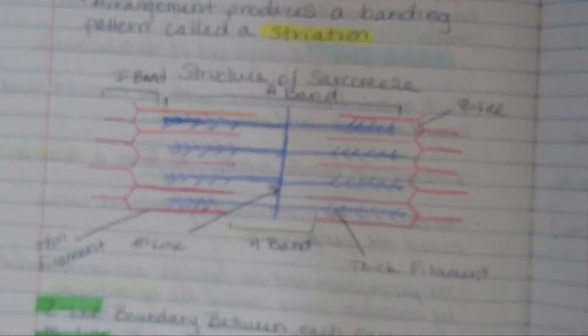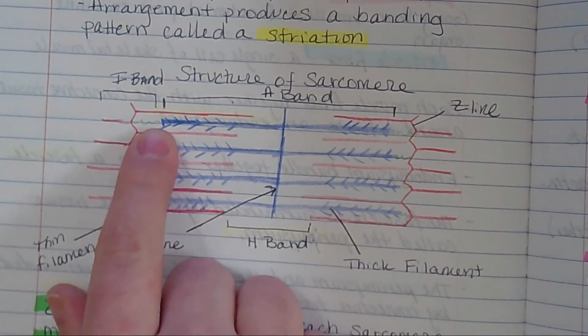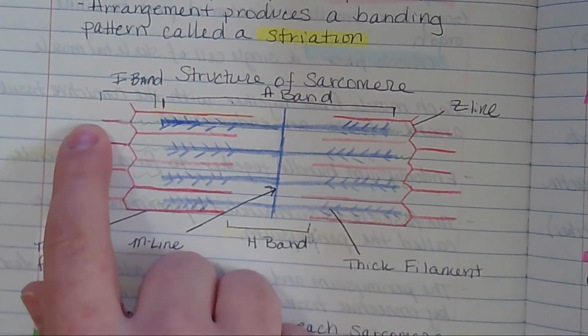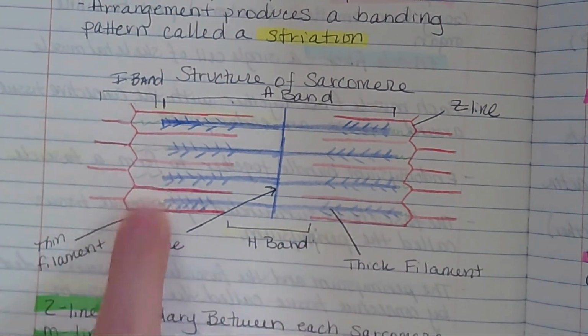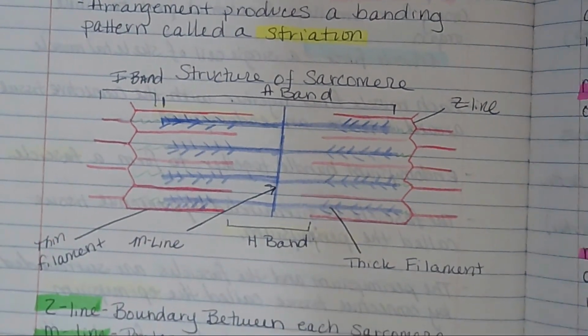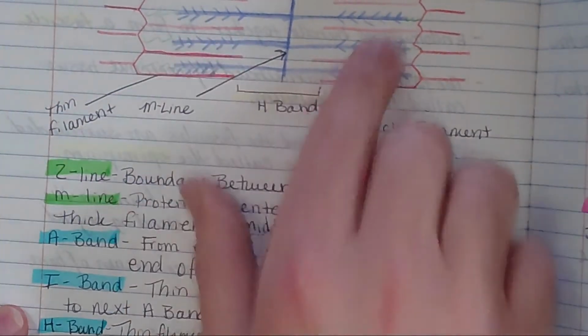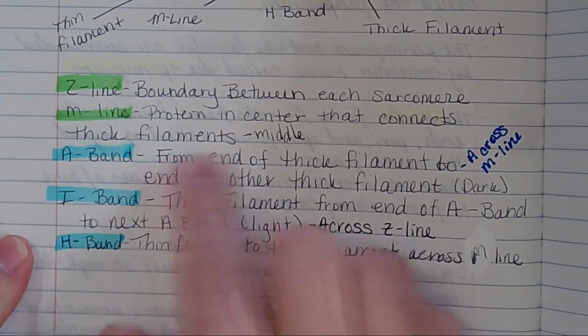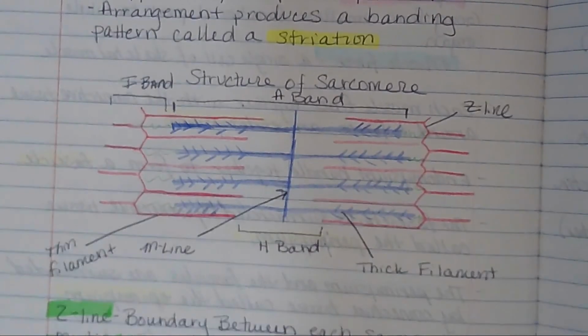So the I band is the thin filament, from the end of one A band to the next A band. That's just structurally to give you an idea of what's there. So if we go from the end of this thick filament across the Z line to the other end of the next thick filament, that is the I band. Generally this is the area that's see-through in the striation. It's a little more see-through in coloring because you just have less stuff compared to everything here.